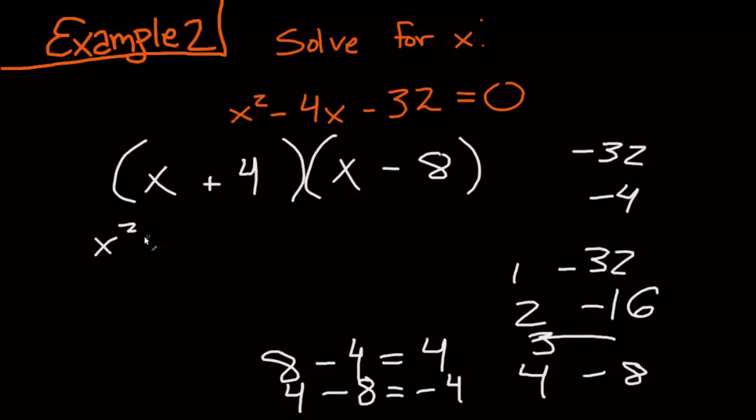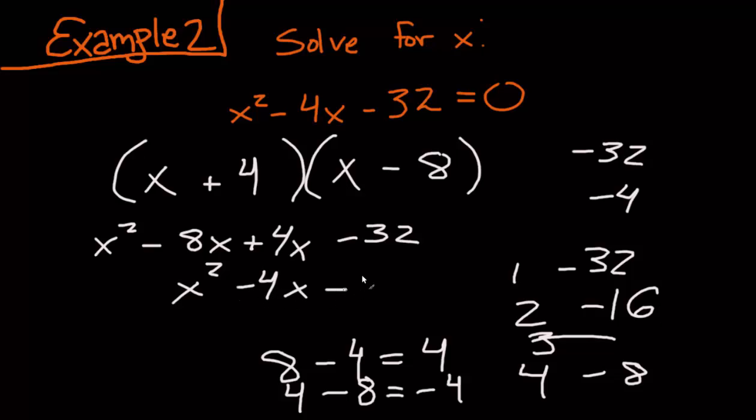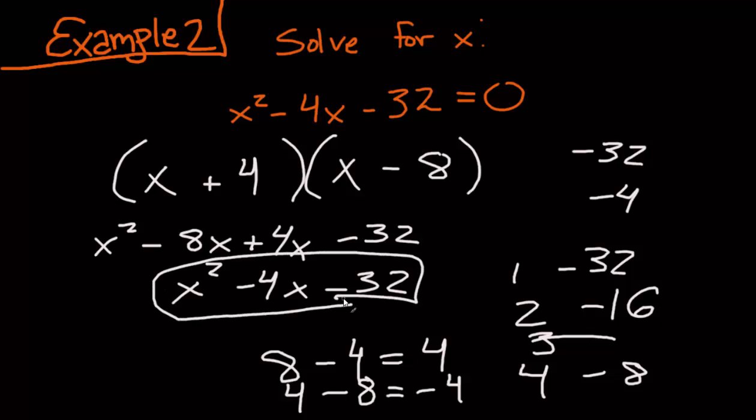Do the first x's. I'm going to do negative 8 times x, the outer ones. I'll do the inner ones, and we'll get positive 4x. Then I'll multiply the last two numbers, and we get negative 32. And if we go ahead and combine these two like terms, we get negative 4x and minus 32. And there you go. Example 2 knocked out. Let's go on to example 3.